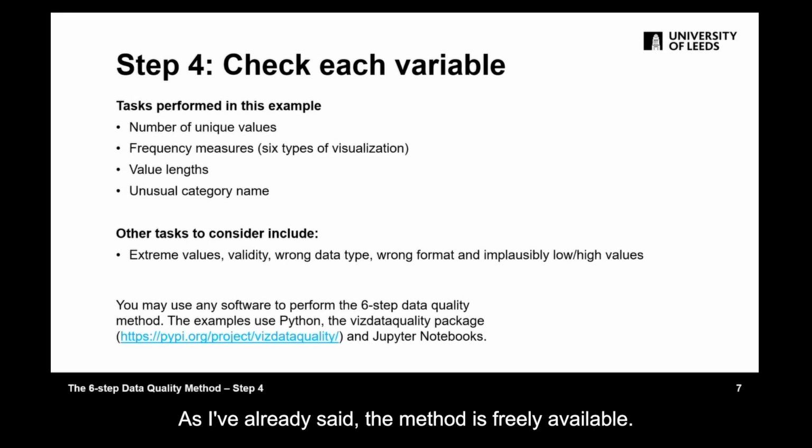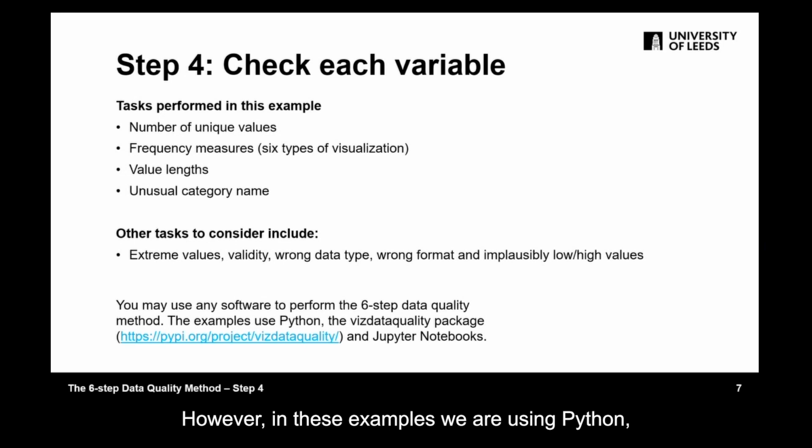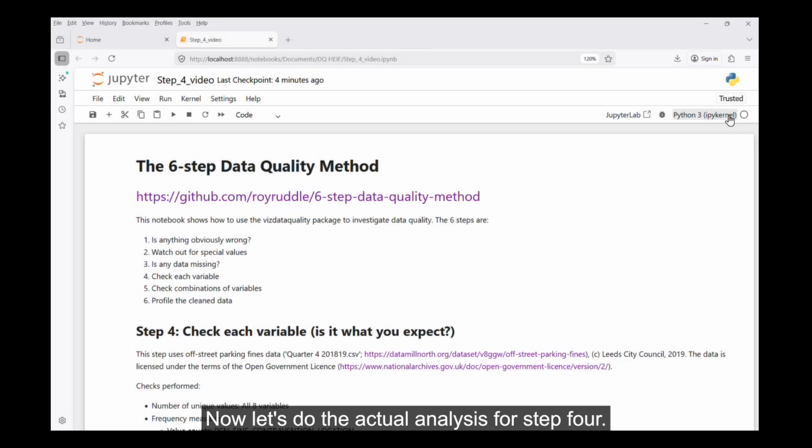As I've already said, the method is freely available. You can use any software to perform the 6-step data quality method. However, in these examples, we are using Python, the Viz Data Quality package, and Jupyter Notebooks. Now let's do the actual analysis for step 4.